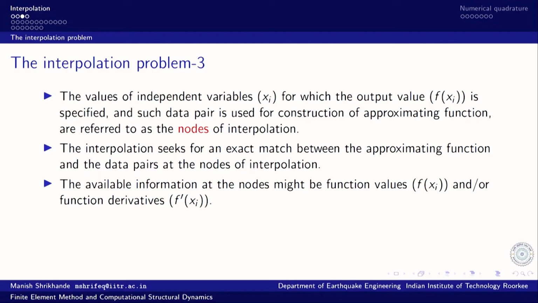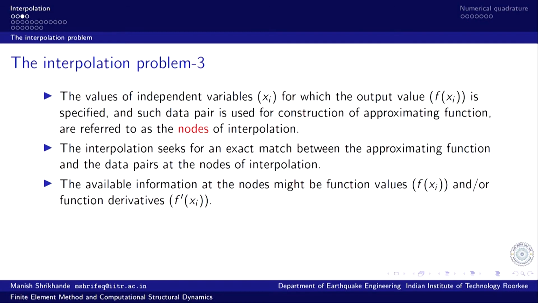So, I specify that at the nodes of interpolation the approximation function has to agree exactly with the data that has been provided, or the specified data. That is, by definition, interpolation requires that condition to be satisfied. The available information at the nodes might be function values and/or function derivatives.